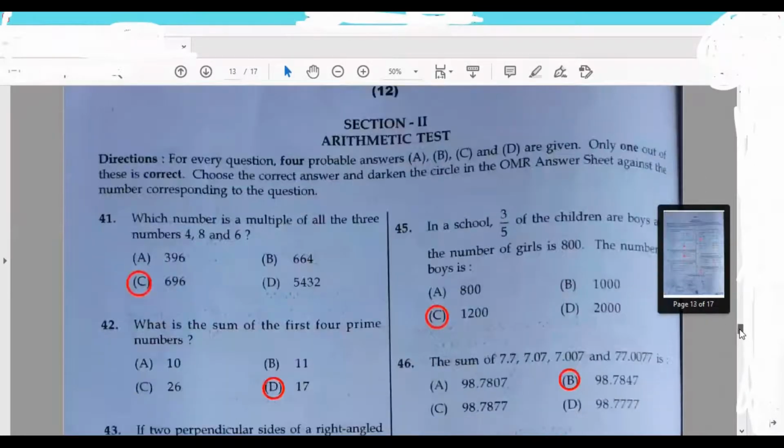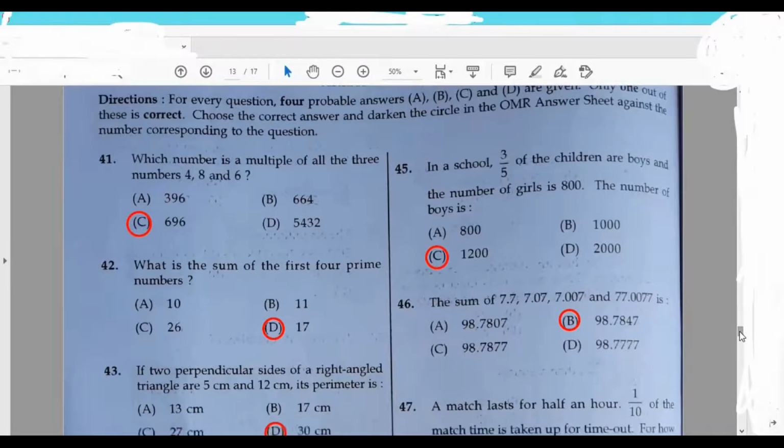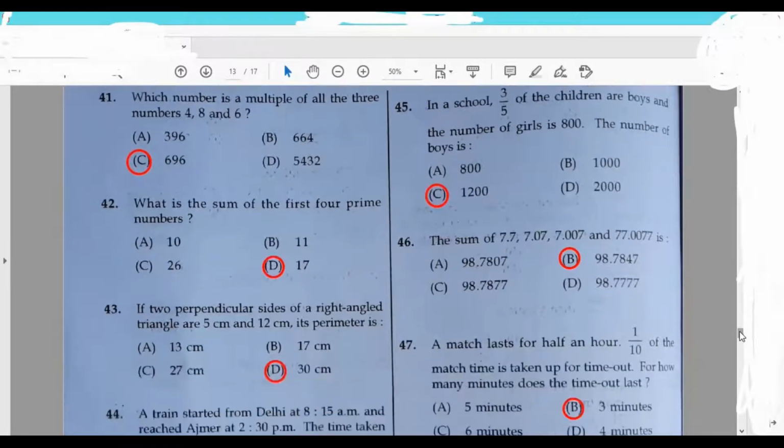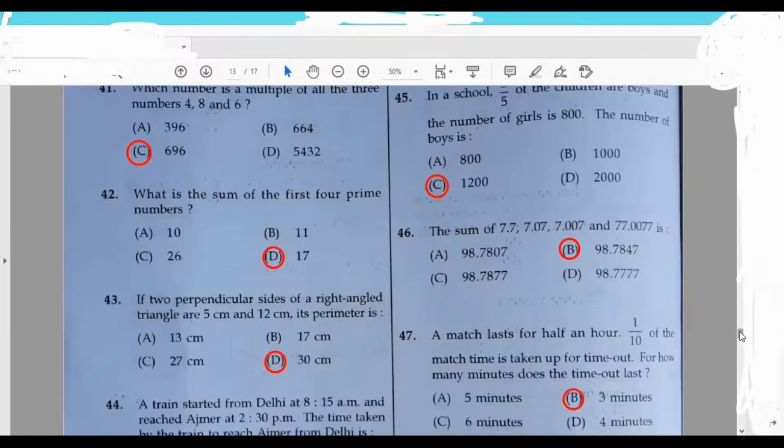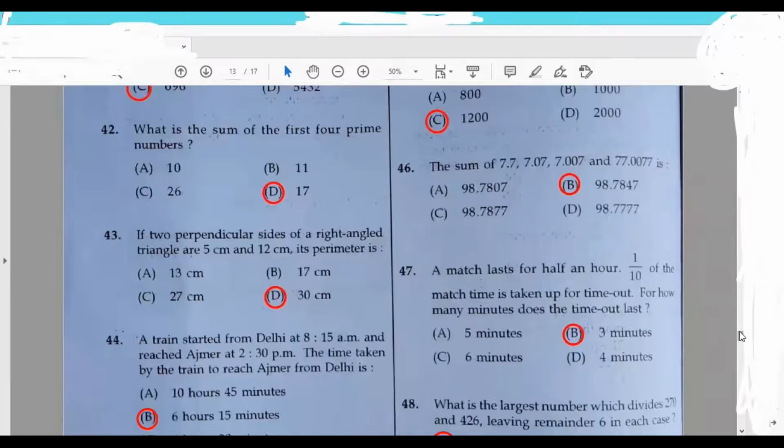Next, we will discuss the questions related to maths as well. So this is the arithmetic section. I'll just let you know the questions and you can match them. The first question is the multiple of all the three numbers. The answer is C. For 41st, it is C. For 42nd, for the first few prime numbers, you just have to add and calculate. It will be D. For 43, you just have to find out by the formula, which will be D.